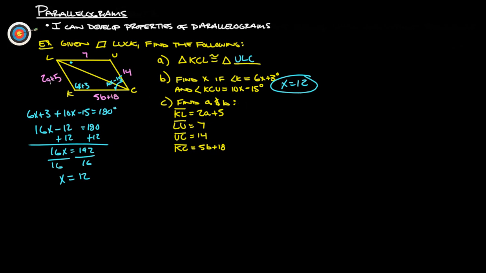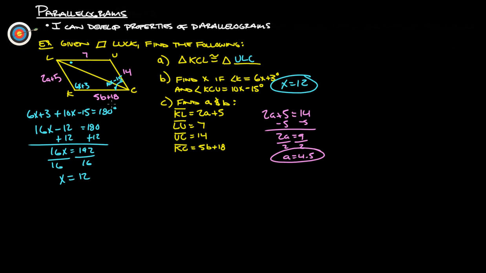So here's our only A that they give us. Since this is a parallelogram, we know that these opposite sides have to be congruent. So we're just going to set 2A plus 5 equal to 14, because we know that these two sides have to be equal. Subtract 5 from both sides. 2A equals 9. Divide both sides by 2, and we get that A is 4.5.